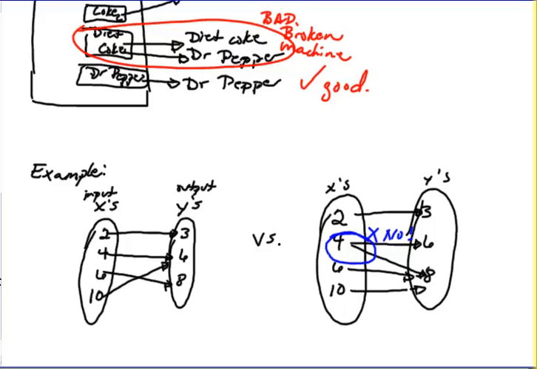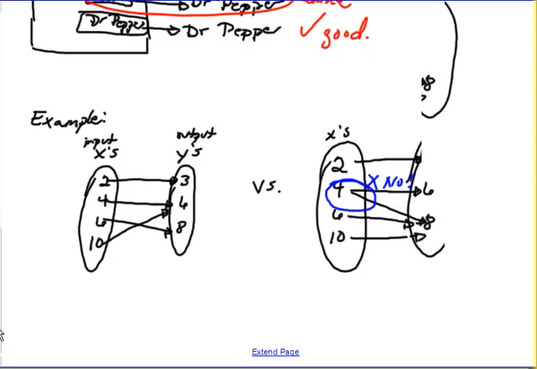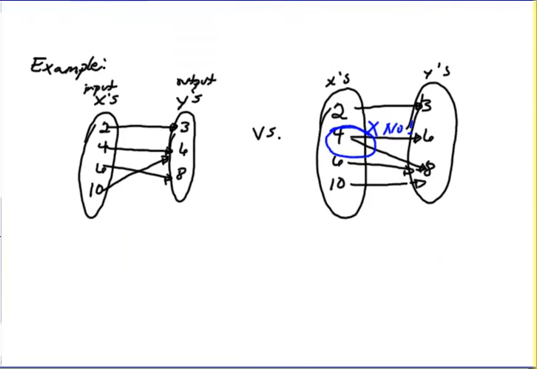Let's see. For the first example, if I wanted to list out the ordered pairs in another way that you could see them, I would have that 2 goes to what? 3. Then what? 4 goes to what? Then what? 6 to 8. And 10 to what? Okay. Here's your relation. Here is your group of ordered pairs.